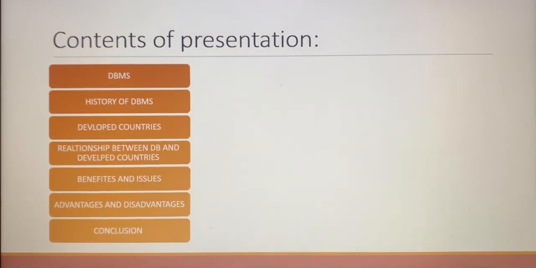Here are the contents of this presentation which I'm going to talk about. First of all, I'm going to talk about the database management system, its definition and what types it consists of, and we will talk a little about the history of the science. Then we're going to talk about developed countries and link the last two topics by the relationship between databases and developed countries. And of course, we are going to talk about benefits and issues, advantages and disadvantages, and the final conclusion.